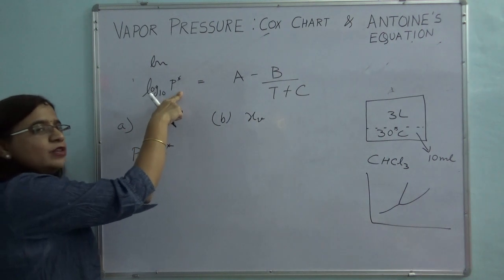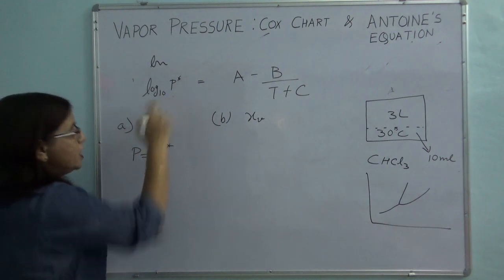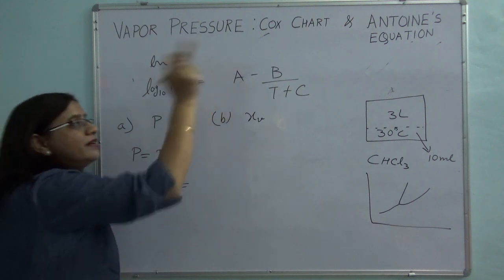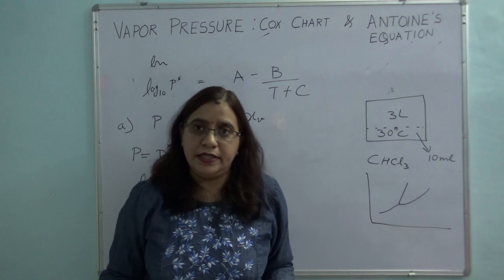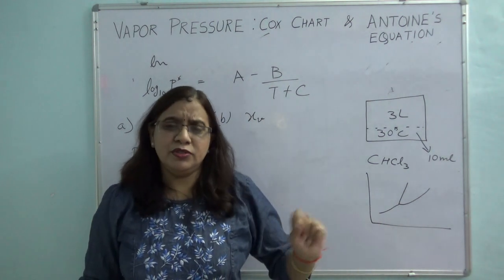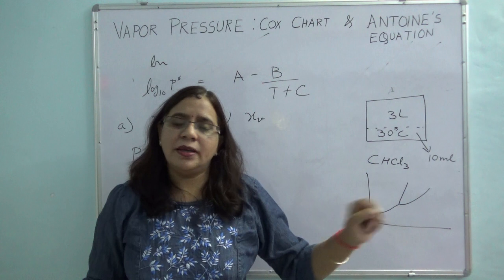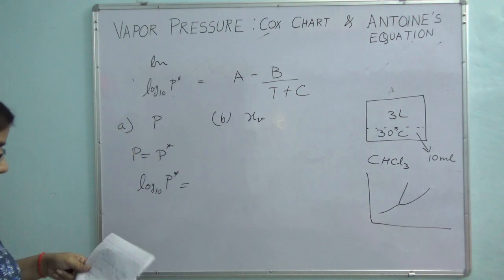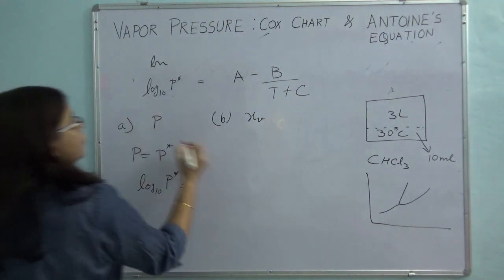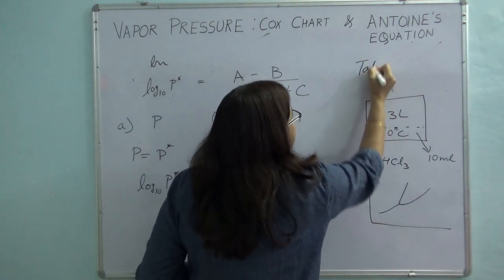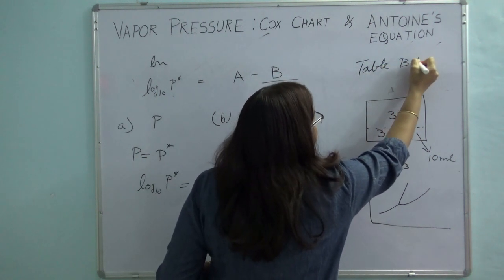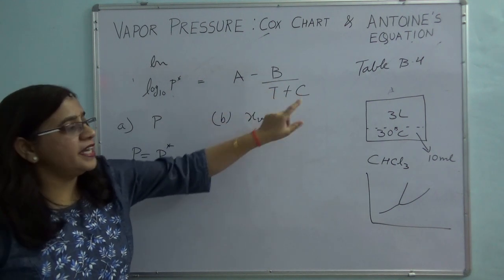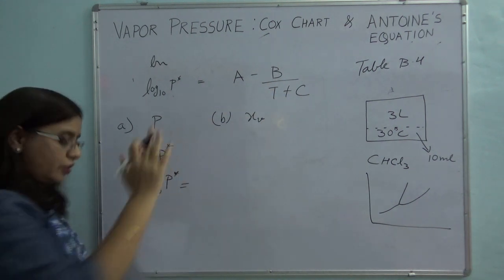I am going to use Antoine's equation to find the pressure. So log to the base 10 of P star. Now we have to go and read these values. If you go and see Felder, or if you don't have Felder, just type in Google Felder appendix or something like that, and those tables will open up for you. So this is table B4. Go and check that. I am directly taking the values of A, B and C from there and putting them in the formula.